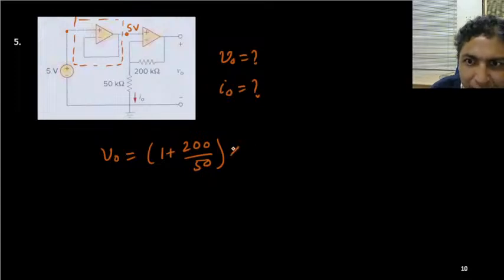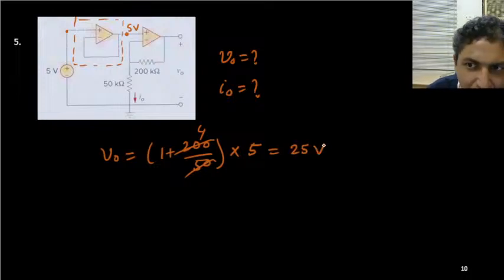Times the supply voltage of 5 volt. That's all. 200 by 50 is 4, and 4 plus 1 is 5. 5 into 5 is 25. It's exactly 25 volt. Very quickly we can find this output voltage. V0 is 25 volt. Now once you can calculate this V0, what is I0?